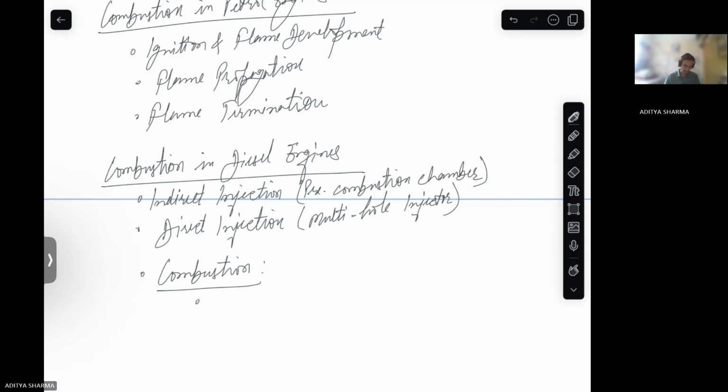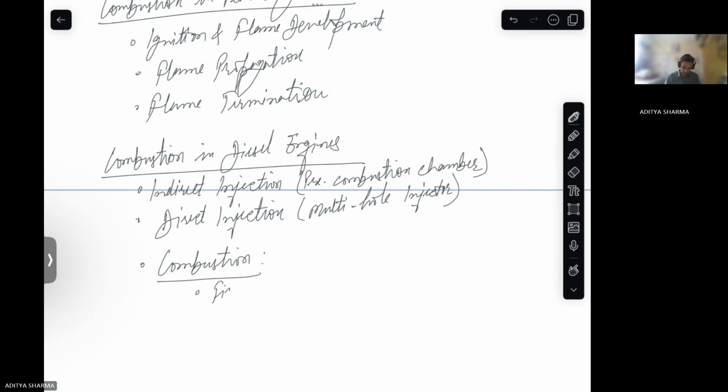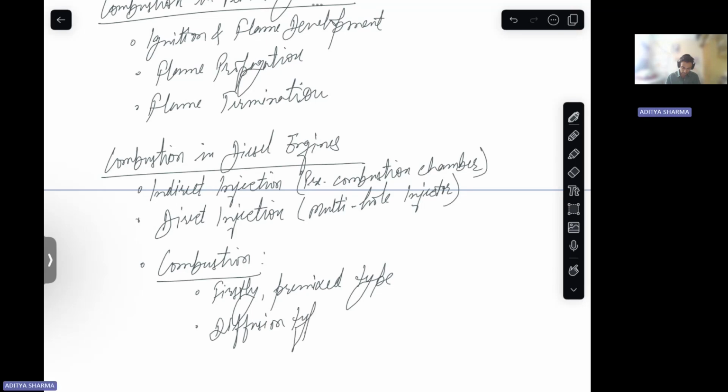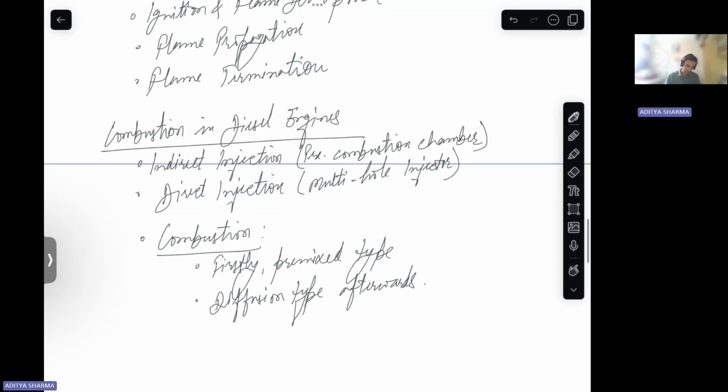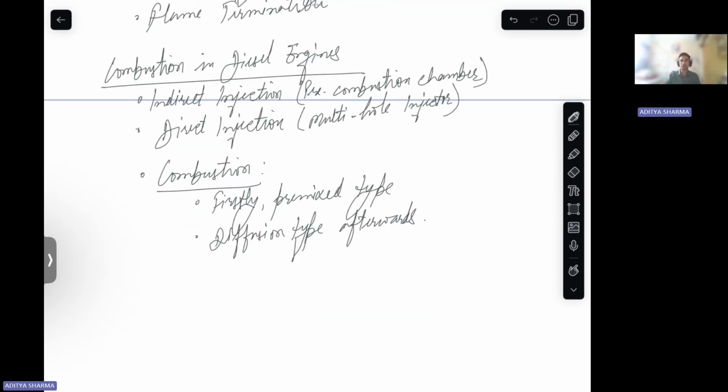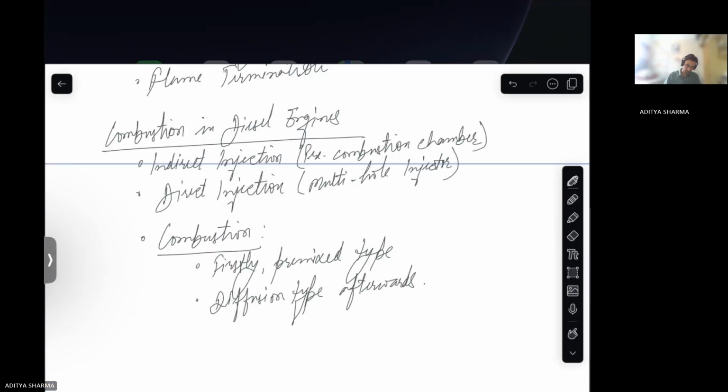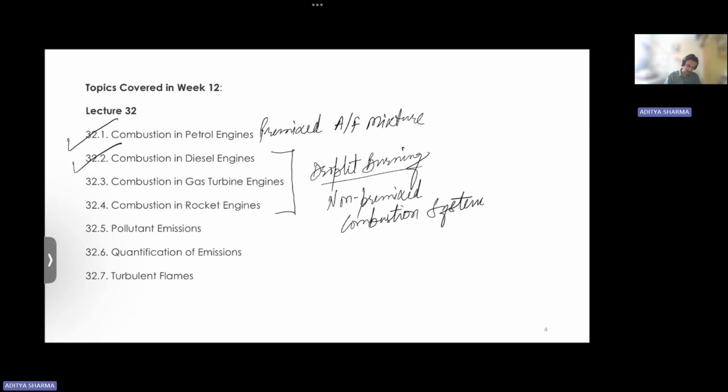So firstly premixed type, diffusion type afterwards. This is how the combustion takes place in diesel engines. Then the third is your gas turbine engines.